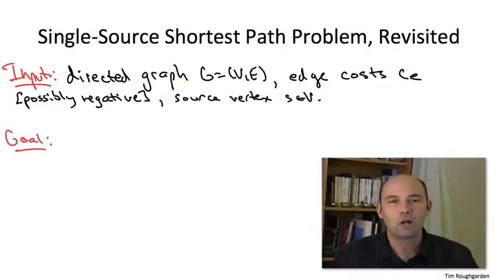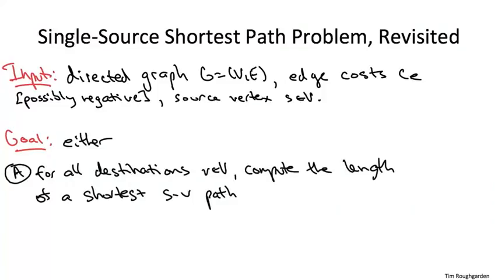So what do we want to compute? Well, ideally, we'd like to compute the shortest path distance from S to all other destinations V, where as usual, the length of a path is just the sum of the edge costs.